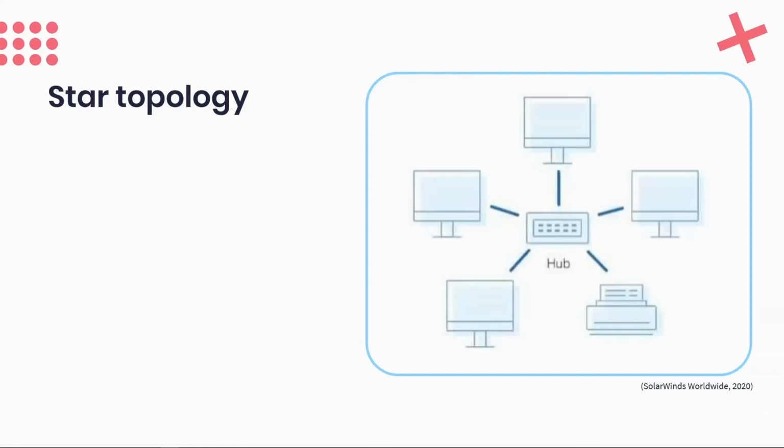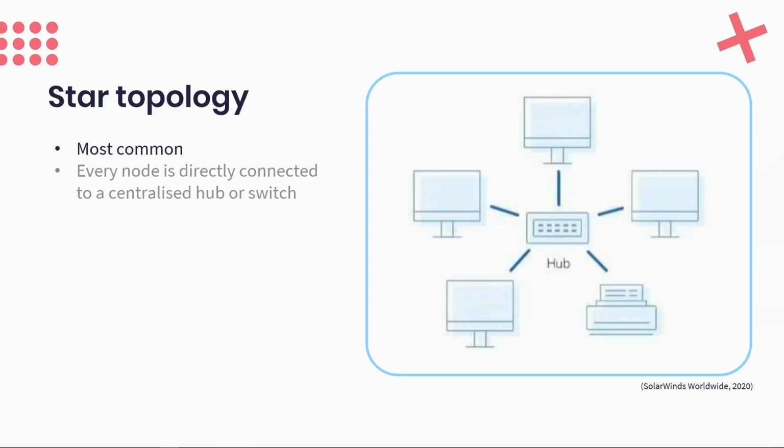Star topology is one of the most common network topologies. It has a visual representation where every node is directly connected to a centralized hub or switch with cabling, such as coaxial, twisted, or a fiber optic cable. The centralized node manages the transmission of data across the topology.